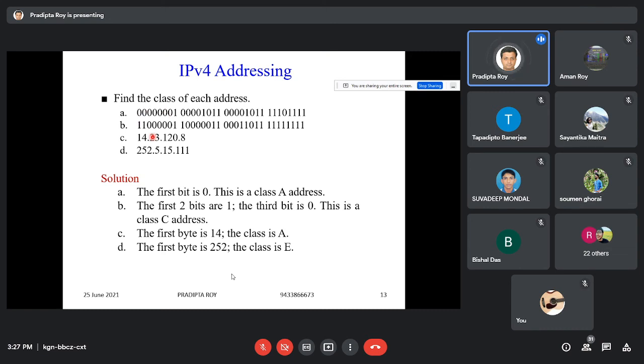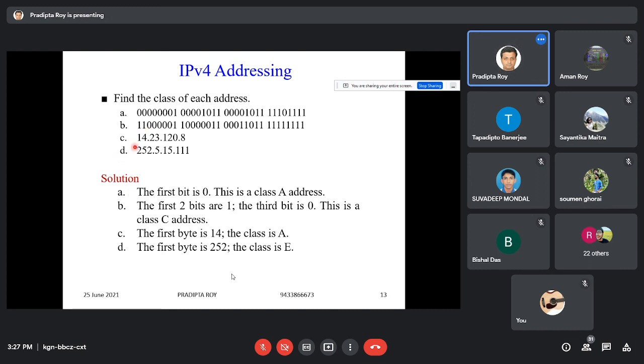Now, question B. This is a class C address. Why is this a class C address? The first 3 bits of the first byte are 110. If the bit pattern starts with 110, that means it is a class C address.